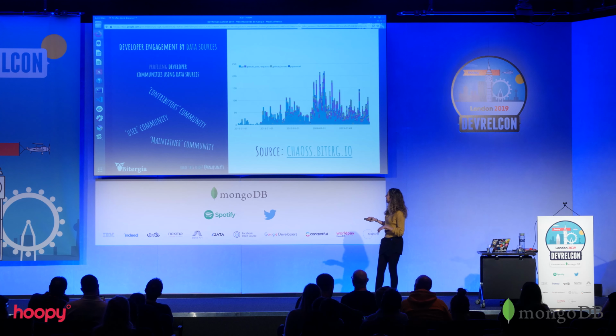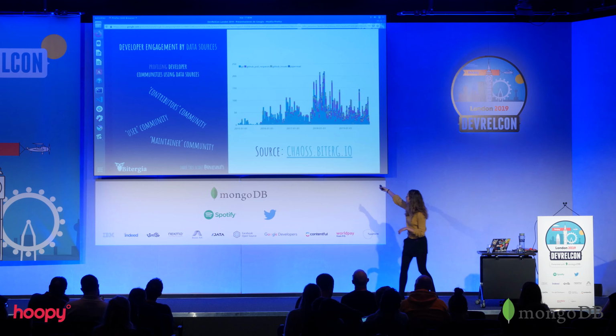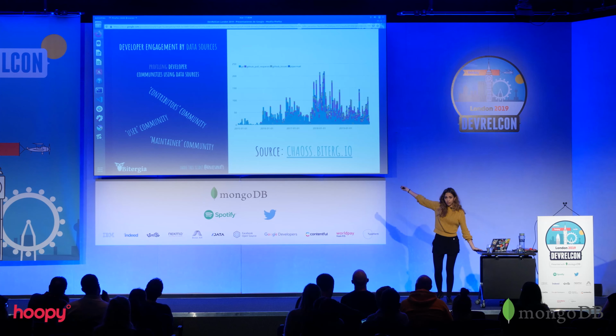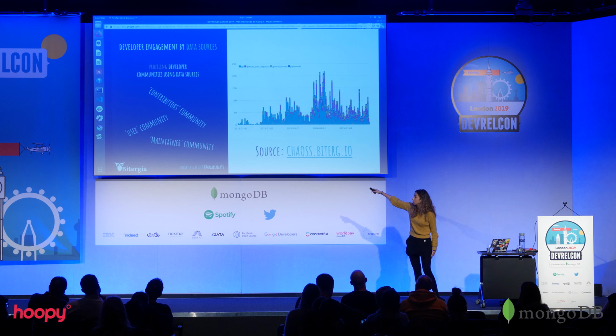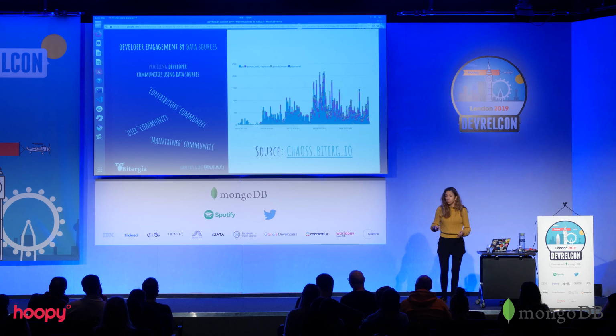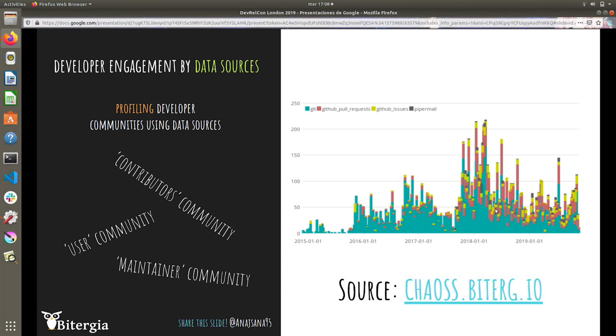So in this case, this is also still Chaos. I don't know if you remember Chaos, it's an open source project. So normally, the type of community they will have will be a contributors community, developers that actually create code. And that's why the main activity they are showing over a period of time is Git. The blue stuff is Git.